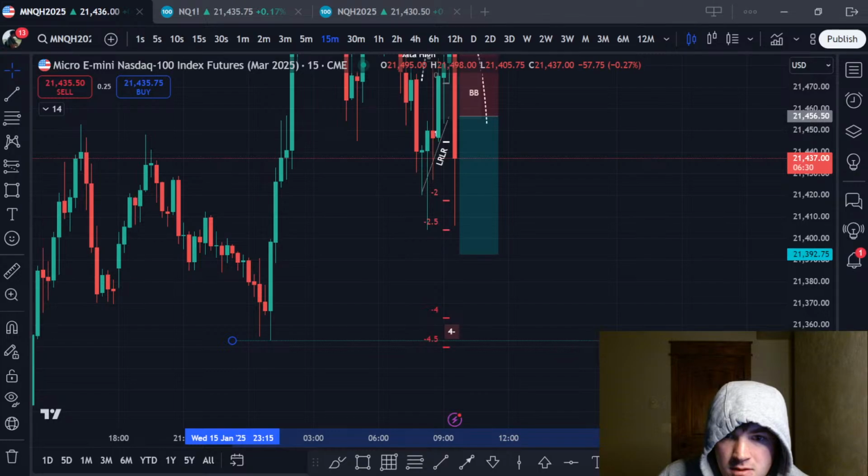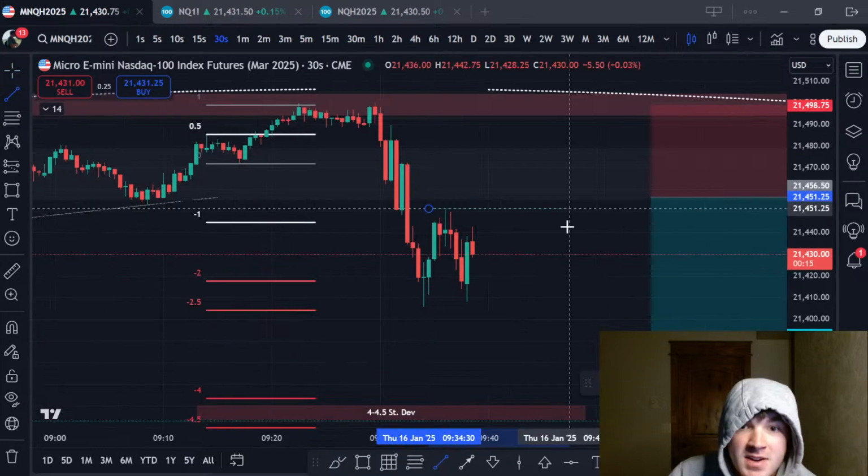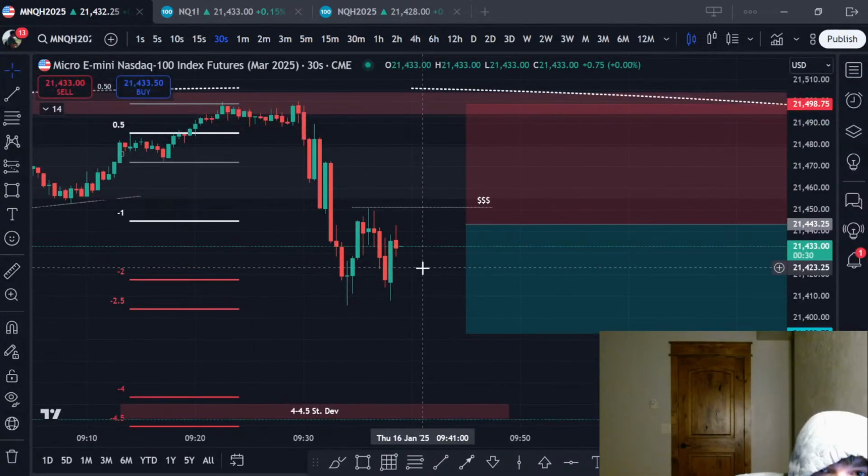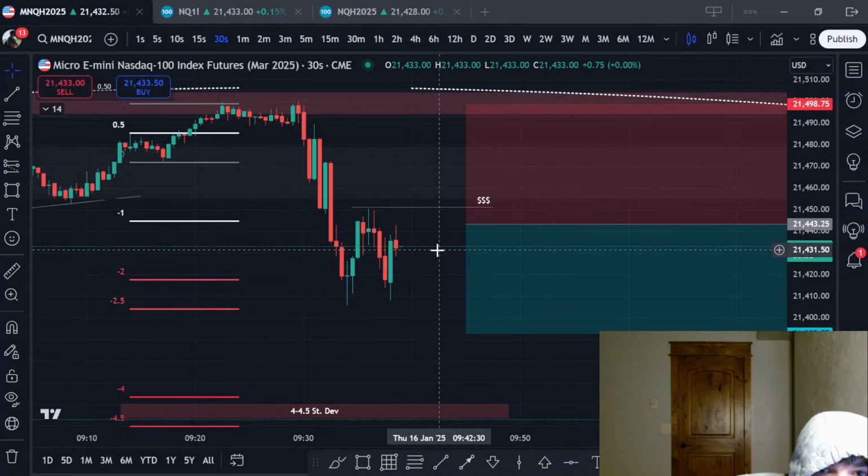If we can get a sweep of this high, let's say we sweep this high, hit this breaker, and then inverse off of it, I'll take it. It's a pretty good trade. You could pretty confidently target the 4 to 4.5. Okay, here's that breaker.